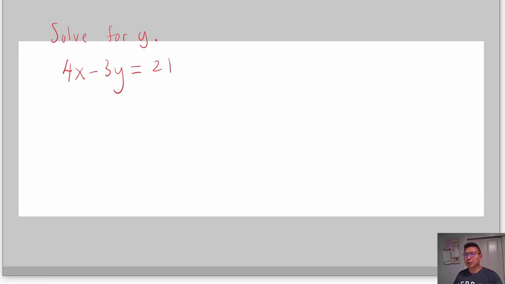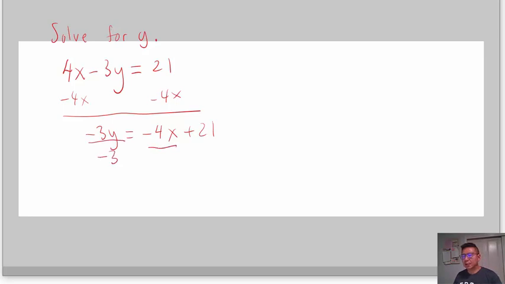You would first leave the y there, so we need to move the 4x to the other side. Negative 3y is equal to negative 4x plus 21. These are not like terms. So then we're going to divide by negative 3 on each piece here. And then we're going to get y is equal to positive 4/3 x. So negative divided by negative is still positive. And then minus 7. 21 divided by negative 3.